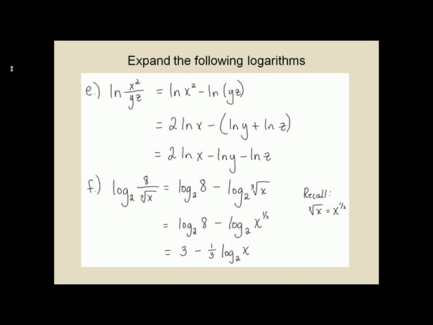Log base 2 of 8 can be simplified to 3 minus, I'm going to bring my 1/3 power out in front using property number 3, times log base 2 of x. So I have 3 minus 1/3 log base 2 of x. I can simplify log base 2 of 8 as 3, and in the second log I've got the 1/3 that comes out in front of the log.